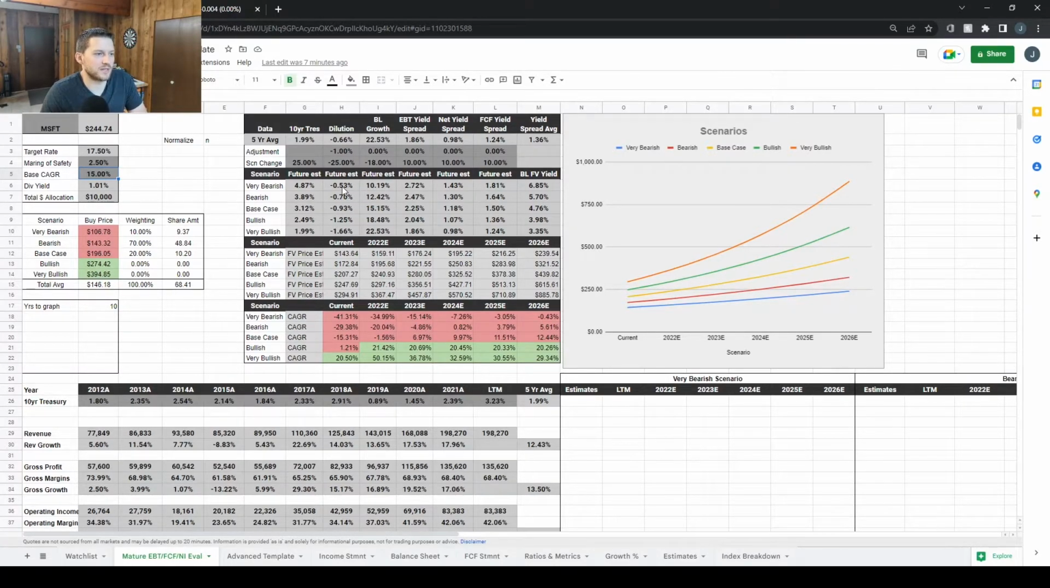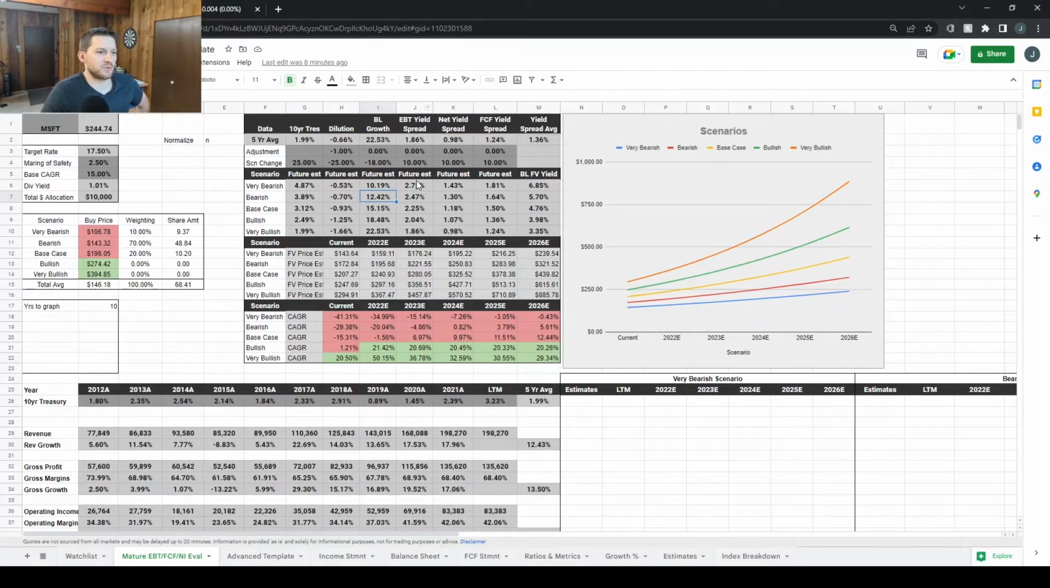Dilution, I'm going to say that they're going to be buying back anywhere from 0.53% to 1.66% on a yearly basis across the scenarios. Bottom line growth, my base is right around 15%, but I have my spread from the very bullish side of 22% to the very bearish side of 10%. But I think most likely we're going to fall in this bearish to base case of 12.42 to 15.15 over the next 5 years.